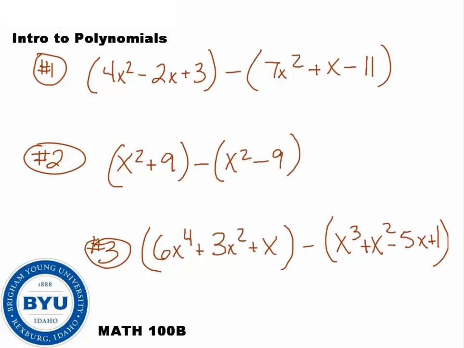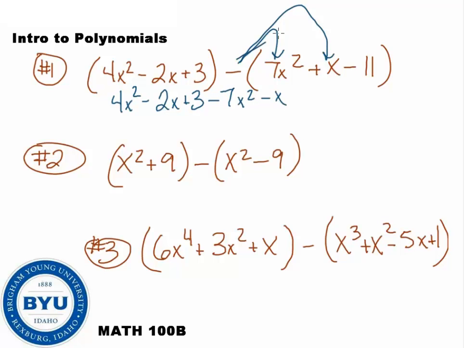First thing I would do, and I would recommend everyone to do, is distribute that negative. It's just not worth it otherwise. So I'm going to go ahead. We get 4x squared minus 2x plus 3. I'm going to take that negative, distribute it to here, so minus 7x squared. The negative to here, minus x, and the negative to here, which would make it plus 11.